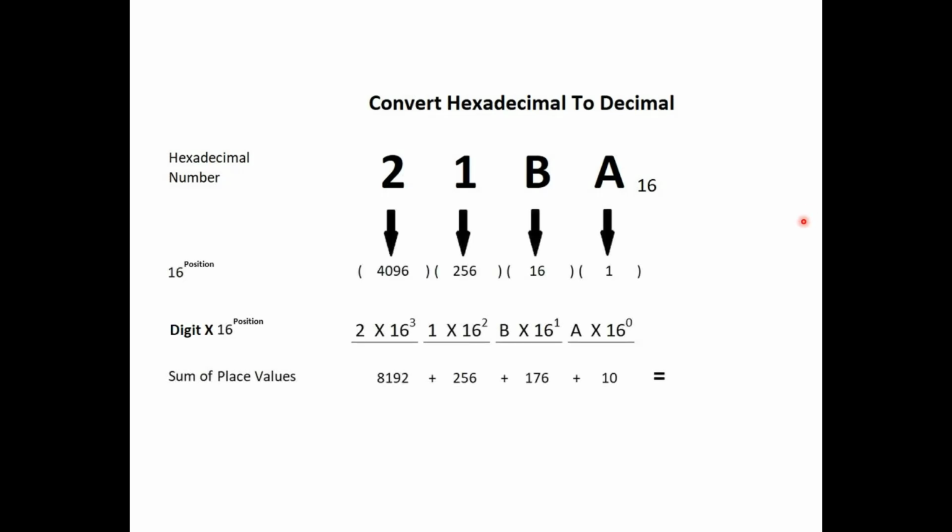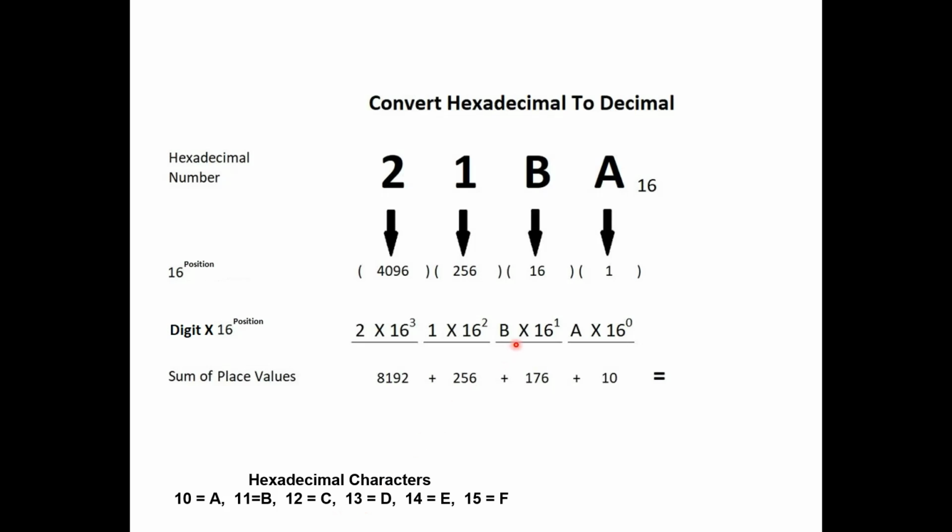Converting hexadecimal to decimal, using the digit times the base to the power of position, you will find the place values. Remember, if the digit is an alphabet character, you have to apply the hexadecimal value of the character. For example, B times 16 to the power of 1.